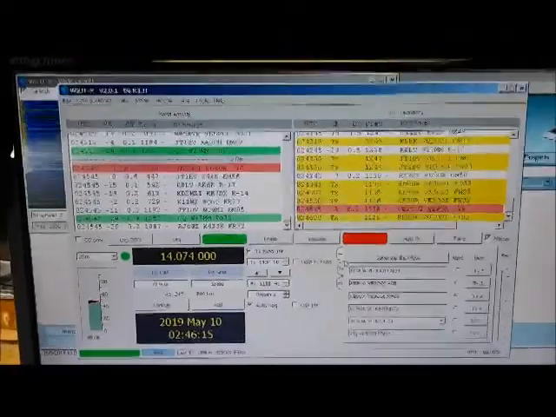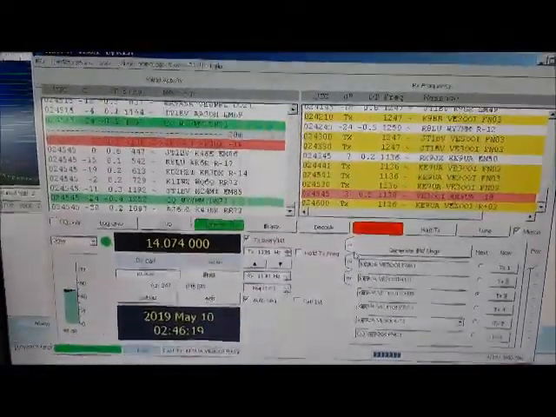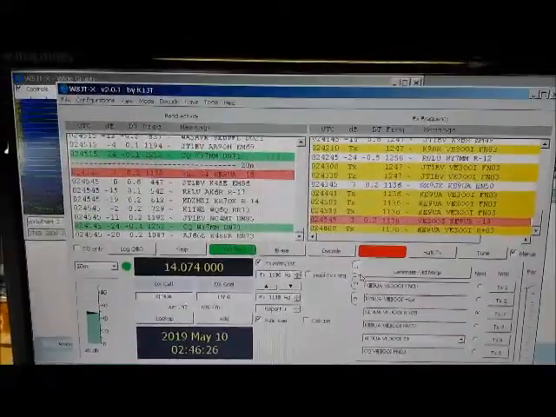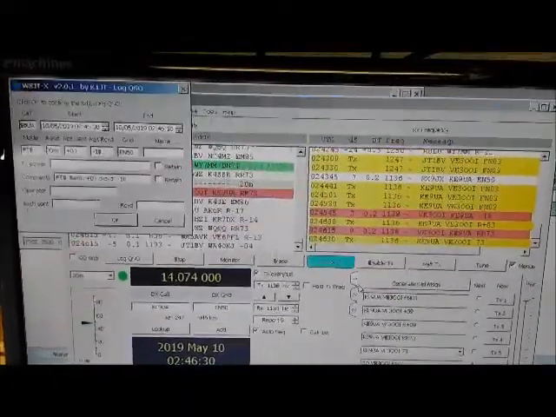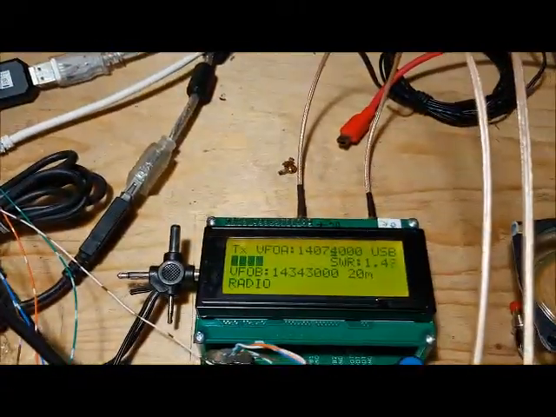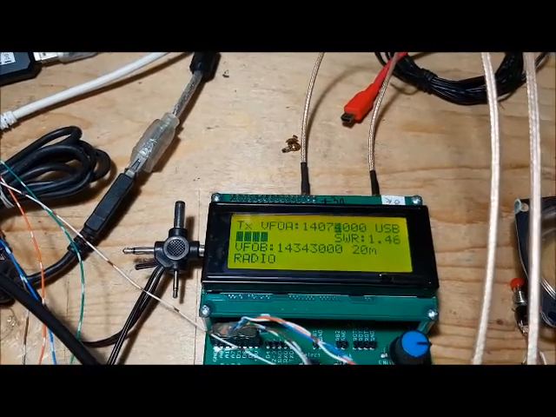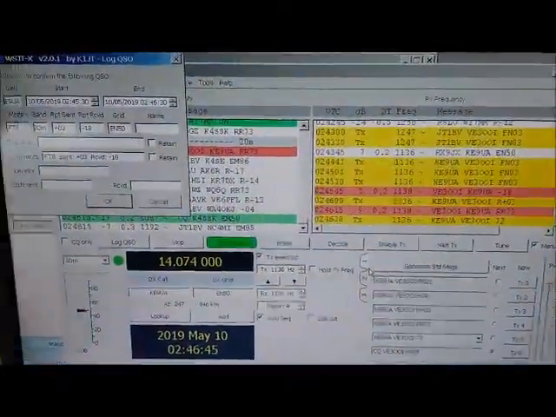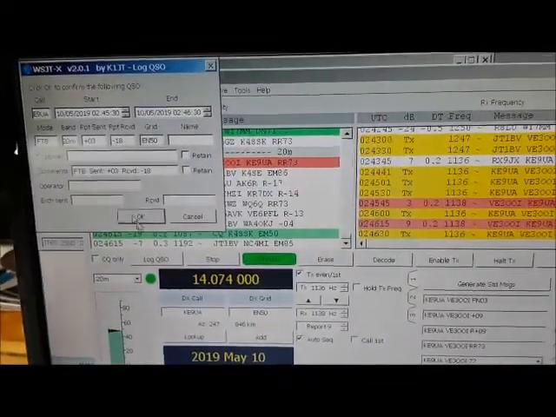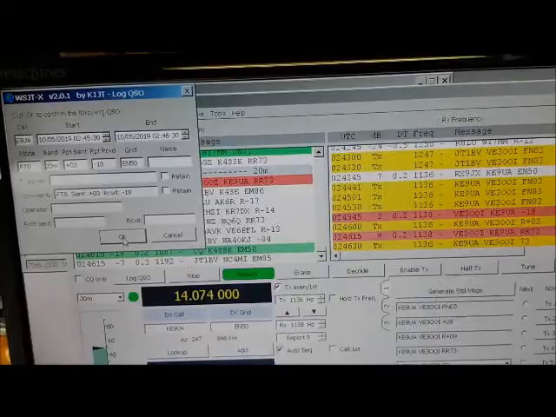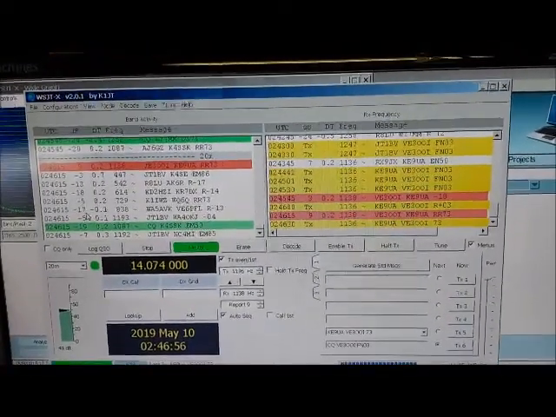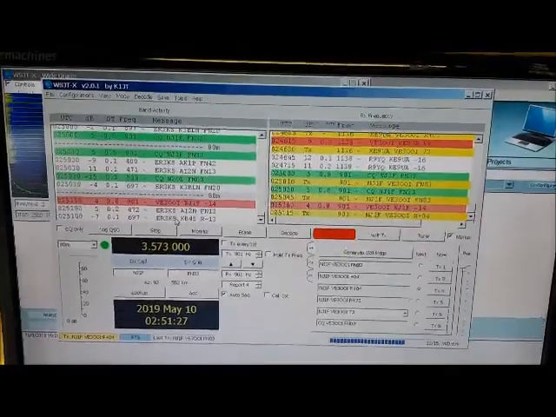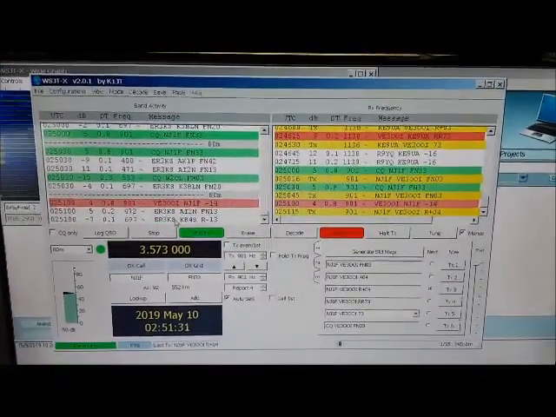Fourth contact, 20 meters, FT8. Fifth contact, 80 meters, FT8.